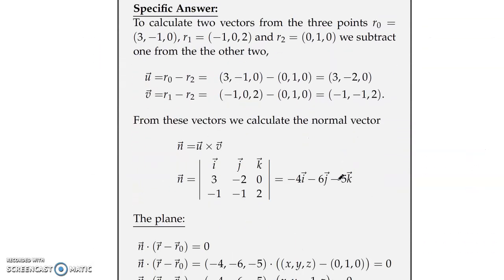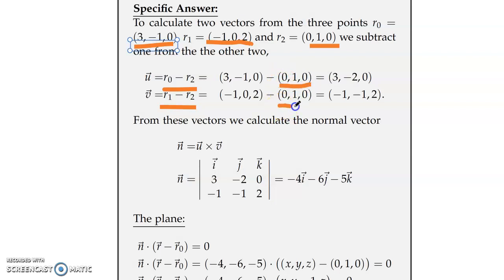So, for this question, you need to get the normal vector. But to get the normal vector, you need two vectors. So we start with three points and we subtract them from each other to get the vectors u and v.